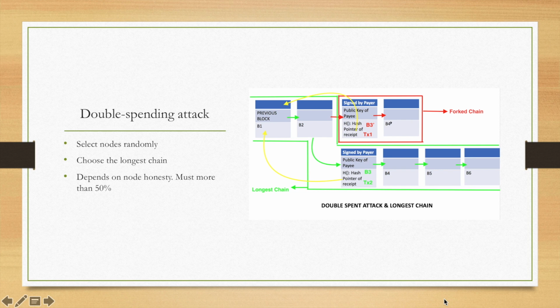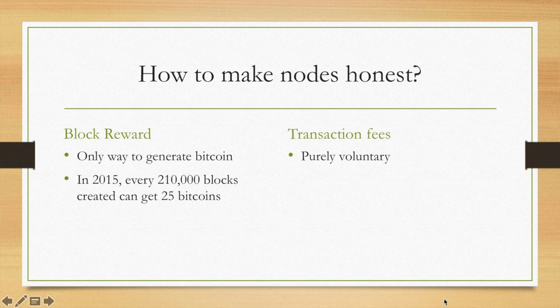Of course, solving this problem depends on the nodes' honesty. For such selected nodes, more than 50% must be honest to ensure this works. So we have another problem: how to make nodes honest? There are two solutions in Bitcoin. One is the block reward. Block reward means that for the whole system, if your node is honest, an extra reward will be given to you. This is the only way to generate Bitcoin.